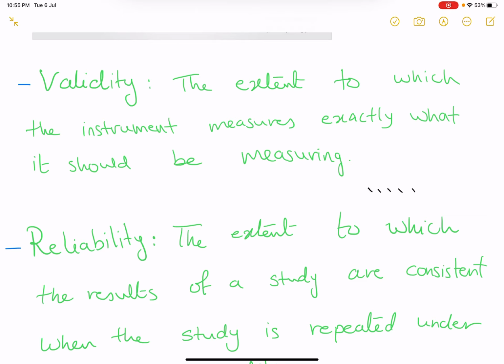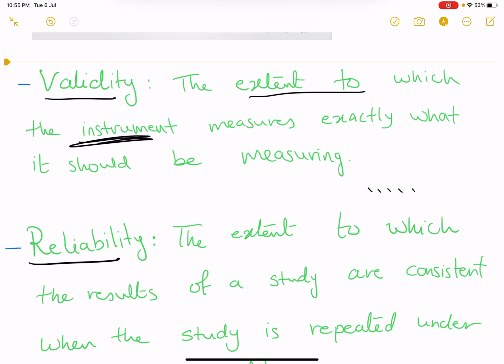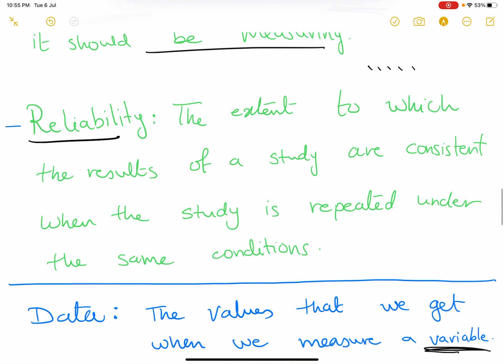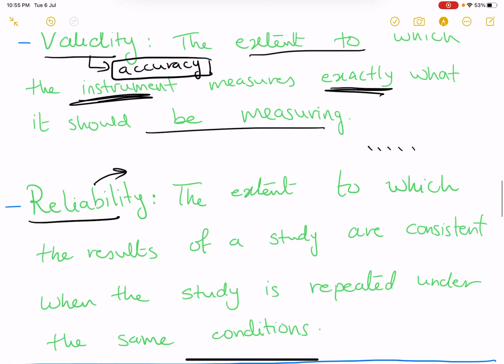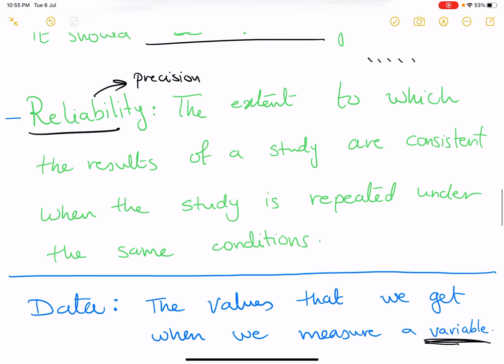Okay, now we're going to look at validity and reliability. Validity is the extent to which the instrument measures exactly what it should be measuring. So it's all related to accuracy, the true measurement. Reliability, on the other hand, is all about precision. It's the extent to which the results of a study are consistent when the study is repeated under the same conditions. So if we repeated a study and we got the same results, our results are reliable. They are precise.